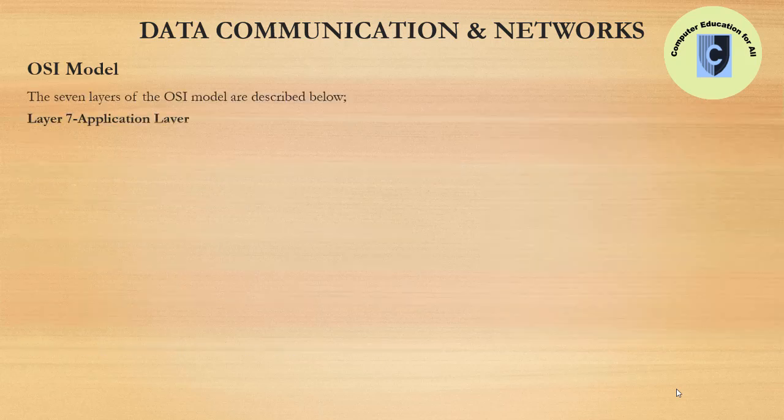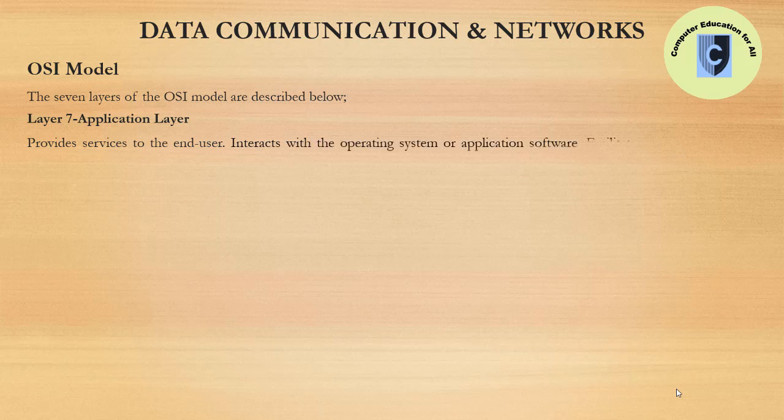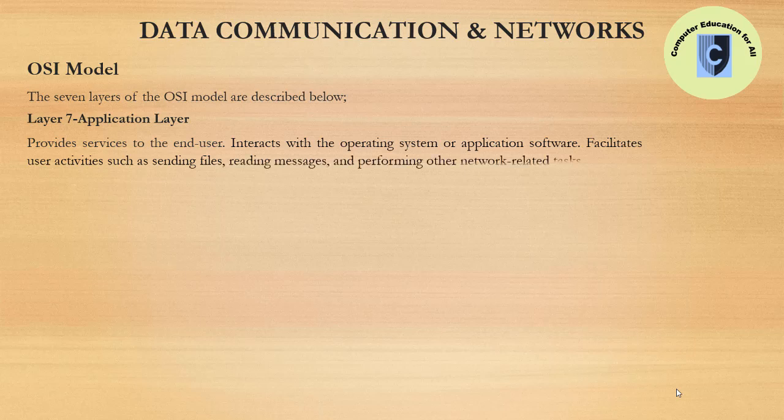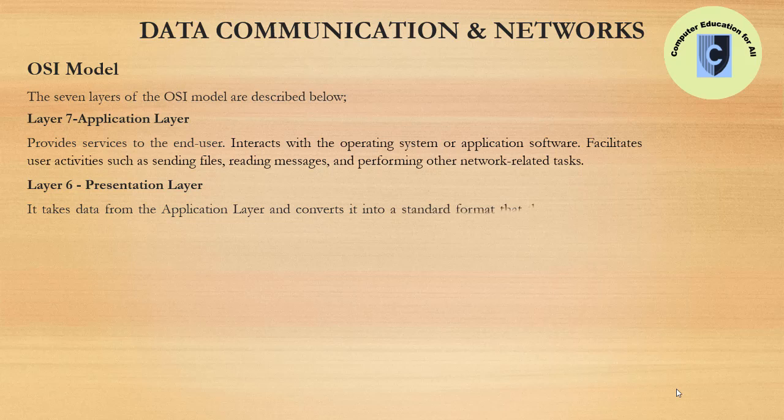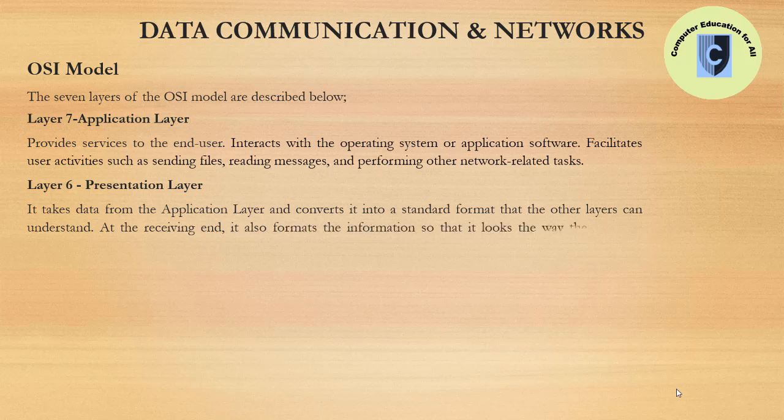The 7 layers of the OSI model are described below. Layer 7, Application Layer. The application layer provides services to the end user. It interacts with the operating system or application software whenever the user wants to send files, read messages, or perform other network-related activities. Layer 6, Presentation Layer. The presentation layer takes the data provided by the application layer and converts it into a standard format that the other layers can understand. At the receiving end, it also formats the information so that it looks the way the user can understand.